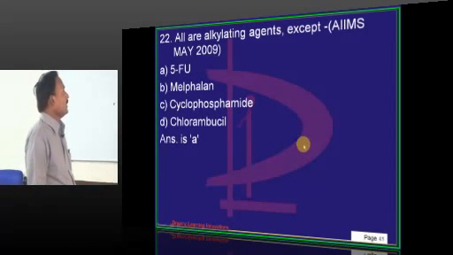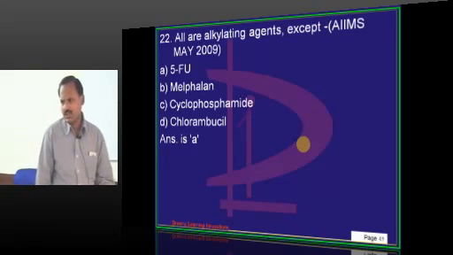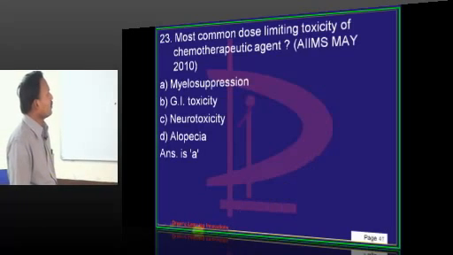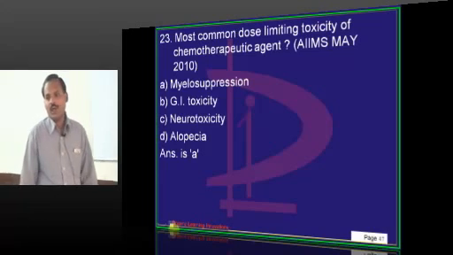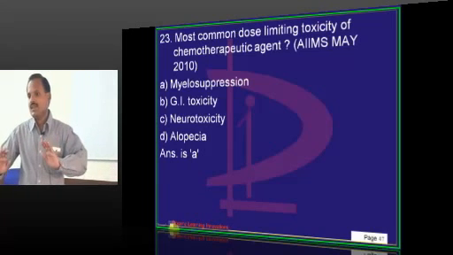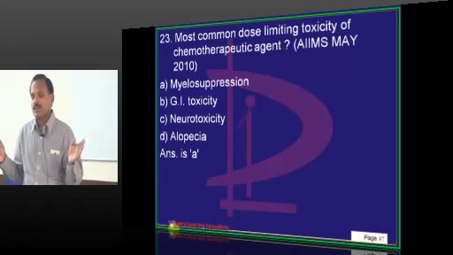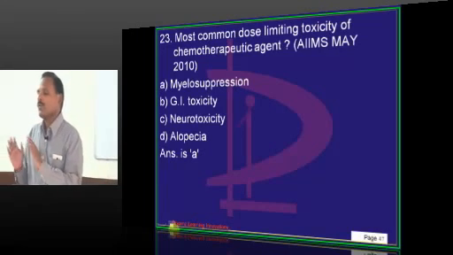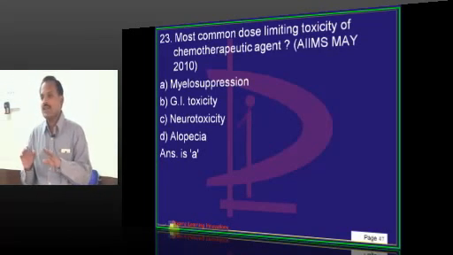All are alkylating agents except 5-fluorouracil, of course, this is very simple repetition again. 5-fluorouracil is not an alkylating agent. The most common dose limiting toxicity of chemotherapeutic agents, unless specified, is bone marrow depression. One of the tissues in the body which has a tremendous rate of proliferation, and which is therefore susceptible to all anti-malignancy drugs, is the bone marrow.